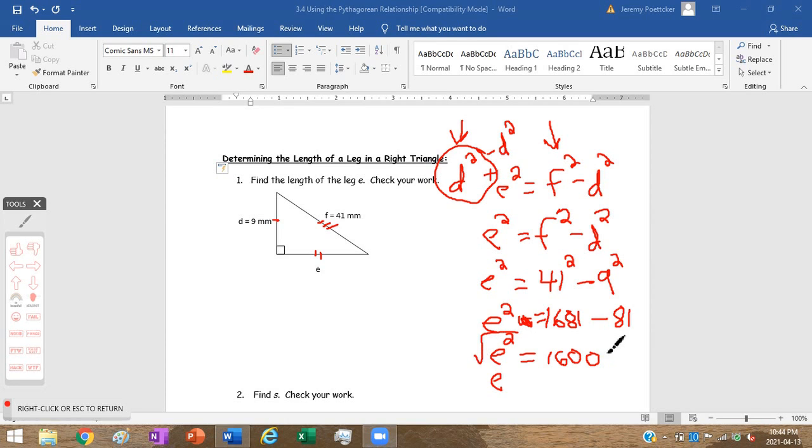But we're going to square root this so we can find out what E is. And E here is going to be equal to 40. And put in my units, millimeters. All right, let's check our work. Well, if we check our work, we should know that 9 squared plus 40 squared should give us 1,681. So let's check it and see.